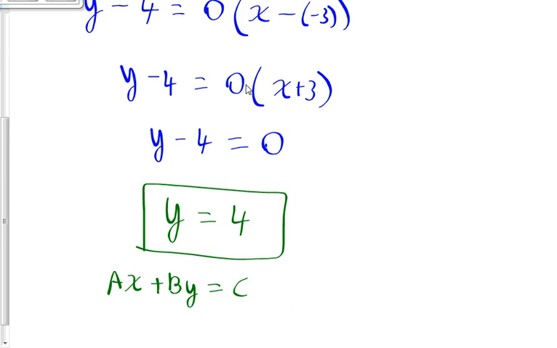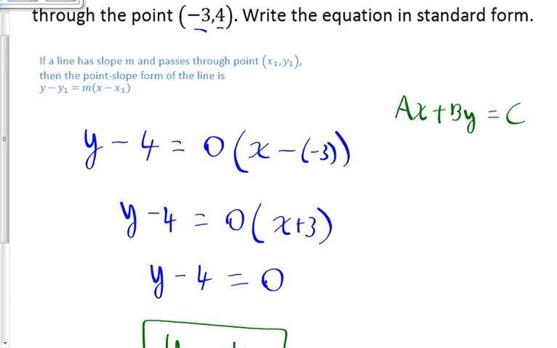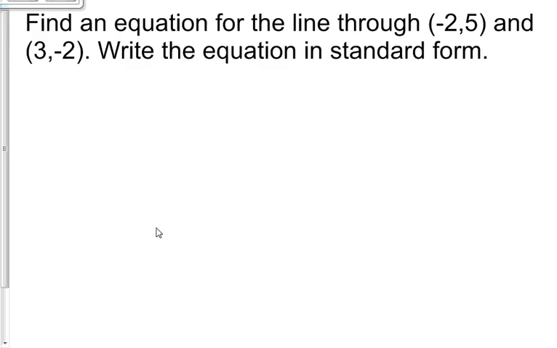So that same equation works. All right, let's take a look at one last example here. For this example, it says find an equation for the line through negative 2, 5 and 3, negative 2. So I have 2 ordered pairs there. Write the equation in standard form is what it says.